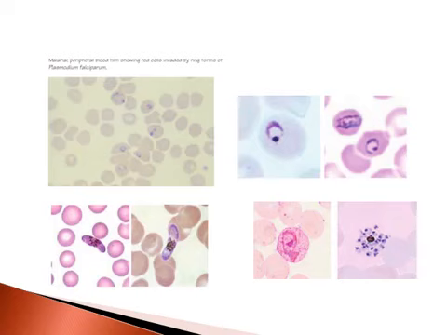Here is the characteristic band-shaped trophozoite of Plasmodium malariae. This is the schizont of Plasmodium vivax. This is a trophozoite of Plasmodium vivax, which enlarges the red blood cell. Here are the gametocytes of Plasmodium falciparum, and hence its name, because these are considered banana-shaped or falciform gametocytes, so we call it falciparum. This is the microgametocyte, which is light in color, while the macrogametocyte is darker in color.